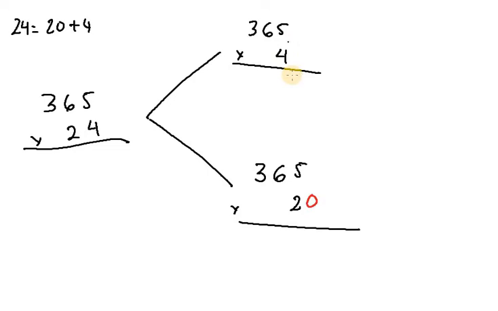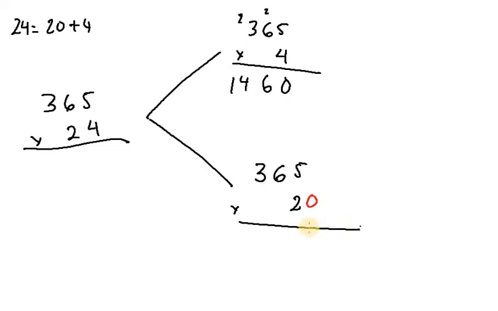4 times 5 is 20. You have 2 carry over here. 4 times 6 is 24 plus the 2 becomes 26. We have the 2 here. 4 times 3 is 12, and 12 plus the 2 is 14.